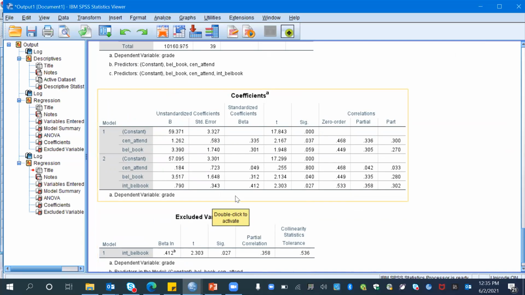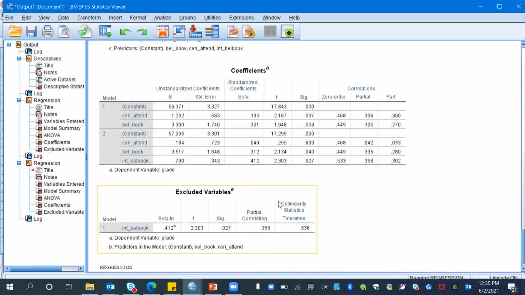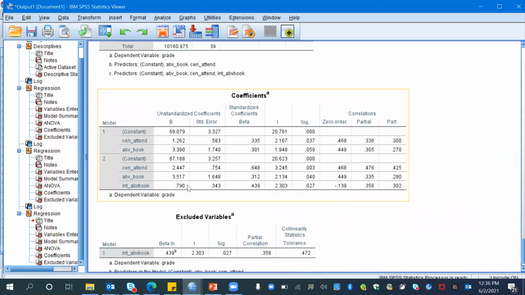Your interaction's always going to be the same no matter what you do following these steps. So that's a good, easy way to tell if what you did was correct. Now, before we unpack this, I'm going to go ahead and run the other one. So I'm going to put my interaction with above book in here. And in the first step, I'm going to put the above book in as step 1. So centered attendance and above book, and then my interaction between above book and centered attendance. I'm going to run it as well. So again, 0.027, 0.79, good. This was run correctly.